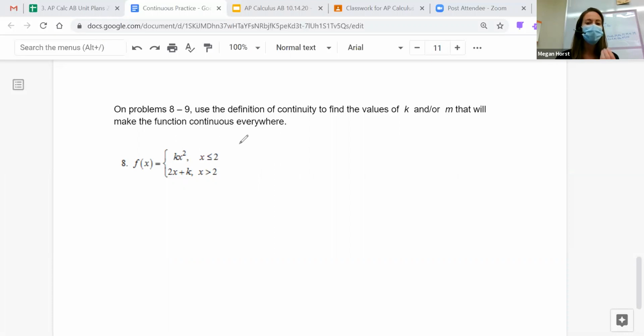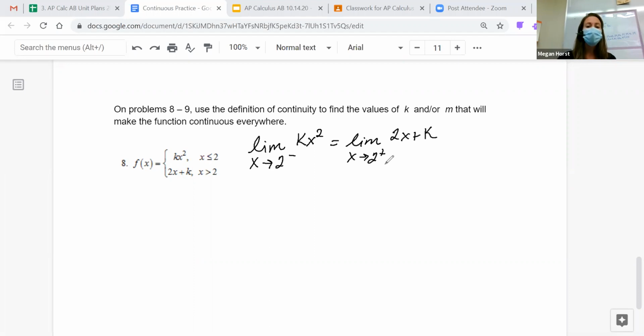The real question here is, is this limit going to exist? Because we're coming from two different directions around this point, 2. So I'm going to spell that out. We have the limit as x approaches 2 from the left, which is kx squared. That needs to equal the limit as x approaches 2 from the right of 2x plus k. And you need to write this step out. When you're checking for continuity, you can't just draw a picture and say, oh, it looks like they connect, we're good. You really need to do it algebraically, mathematically.